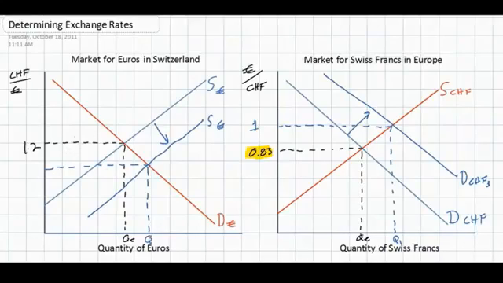So let's assume that the increase in the demand for francs causes the franc to appreciate from 0.83 euros to 1 euro. This would correspond with clearly a depreciation in the market for euros from 1.2 francs per euro to 1 franc per euro. So now we've seen that any time the demand for a particular currency changes, the supply of the other currency will change in the same direction. In this case, demand for francs has risen, causing the supply of euros to increase. In the market for Swiss francs in Europe, the franc appreciates or gets stronger. In the market for euros in Switzerland, the euro depreciates or gets weaker.